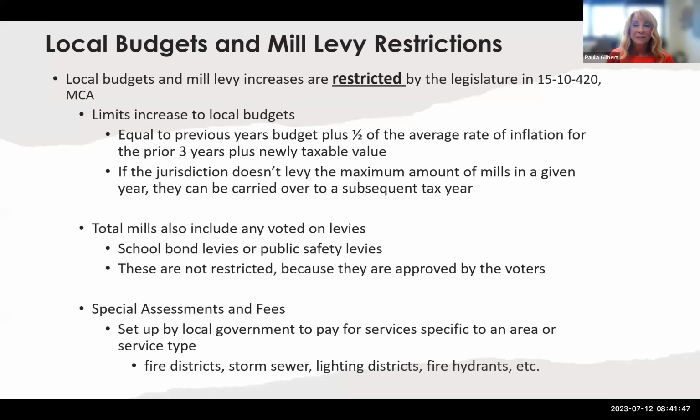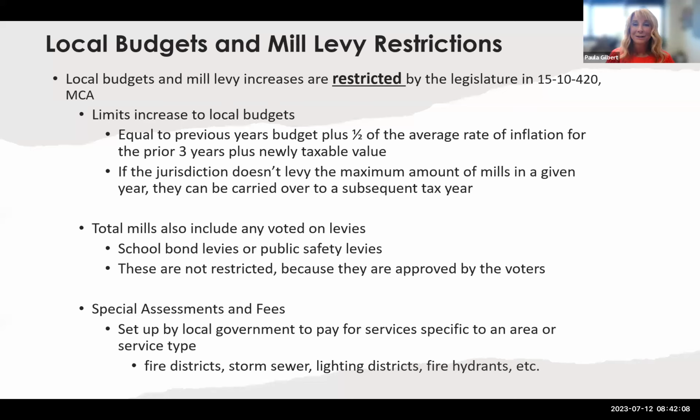If the jurisdiction doesn't levy the maximum number of mills in a given year, they can be carried over to a subsequent year. Total mills also include any voted-on levies, such as school bond levies and safety levies. These are not restricted because they're approved by the voters.